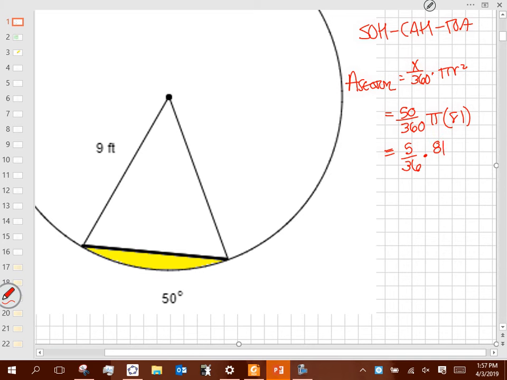If I multiply that by 81 pi, 5 times 81 is 405, and then 36 times 1 is 36. Now that's ugly, but that still goes down a little bit. Both those numbers are divisible by 9. So I'll have 45 pi over 4. Not as nice and clean as when it gives me a 60 degree or a 120 or a 240 degree angle. Does that make sense? But it's still the same process. So 45 pi over 4 is now the area of the sector. And that's that slice of the circle.